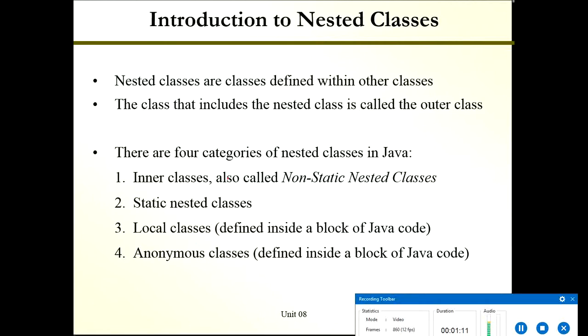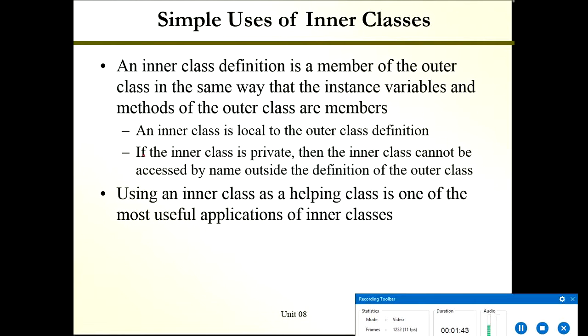Now there are four categories of nested classes which we are going to discuss in this lecture. First one is the non-static inner classes, or we call them inner classes or the non-static nested classes. Then static nested classes, then local classes which are defined inside a block of Java code. Block of Java code means inside a method. Then anonymous classes, which are also defined inside a block of Java code. So let's now start with all these classes.